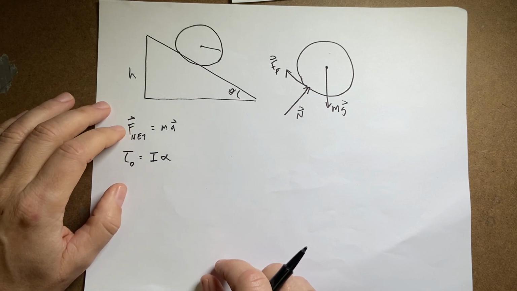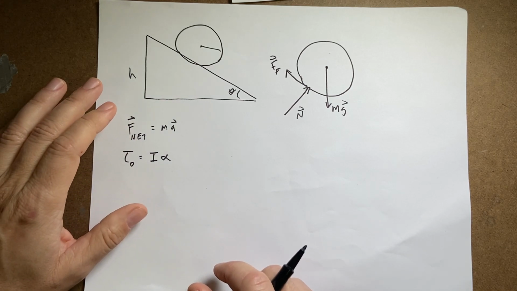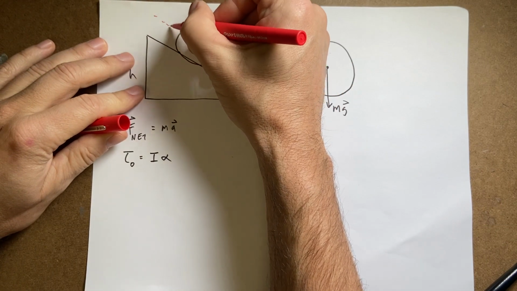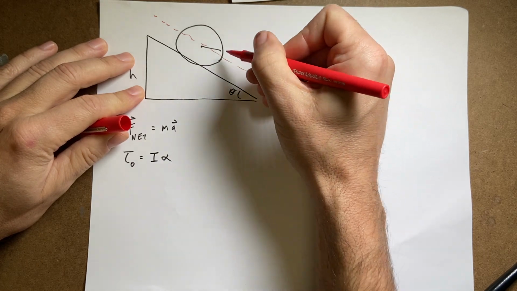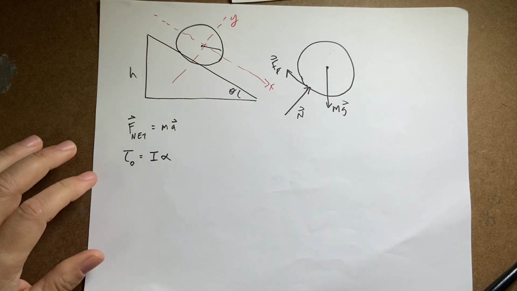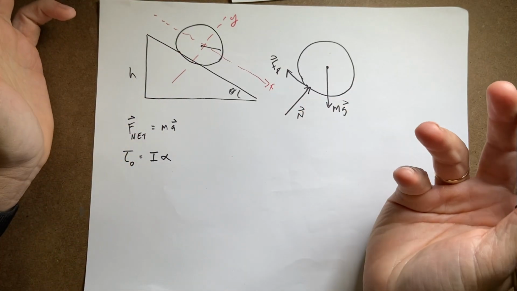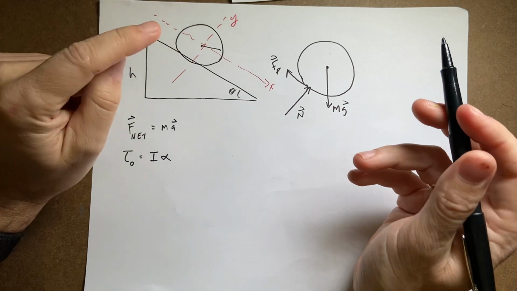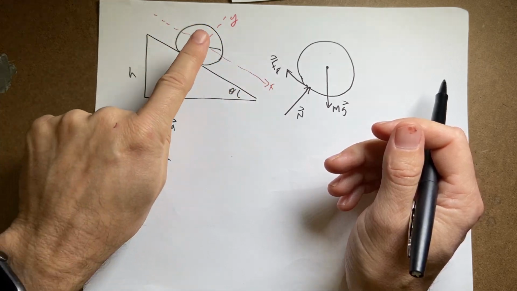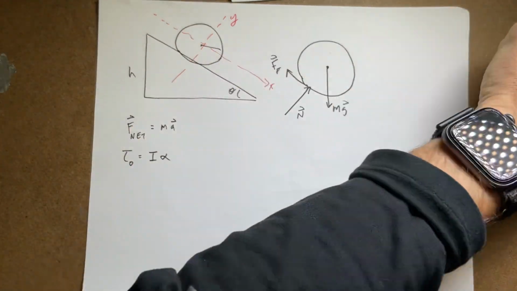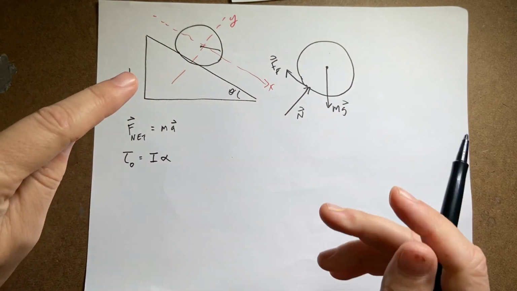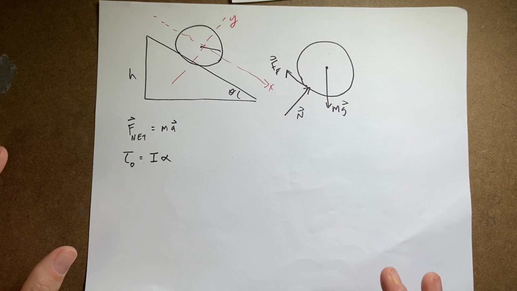So if I want to do this problem, the first thing I should do is pick my x and y axis. And I'm going to be smart here. I'm going to pick this as my x-axis, and this as my y-axis. The x and y-axis are not real, so I can pick whatever I want. But if I do this, then I have an acceleration in the x direction and no acceleration in the y direction. If I pick this as my x-axis, then it's accelerating in both the x and y directions, and that makes it a little bit more complicated.